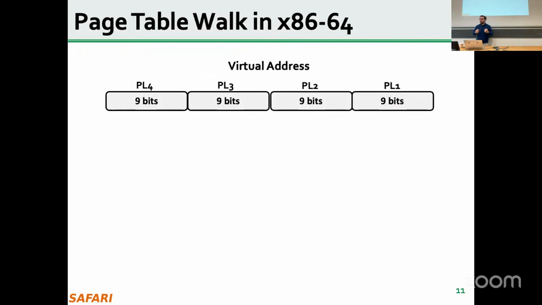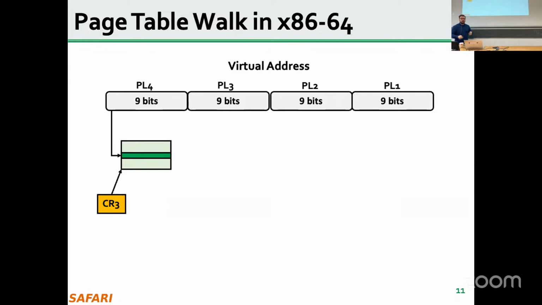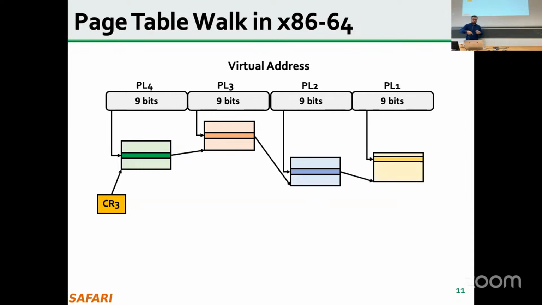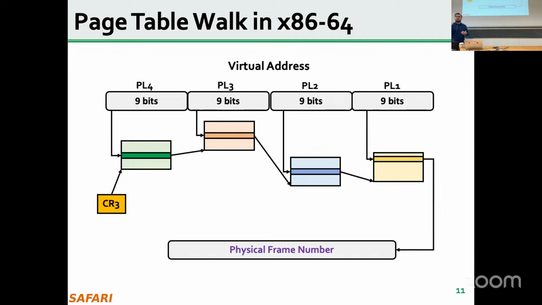How does the page table walk look in x86-64 systems? So we have a virtual address here, and let's say we split it into four 9-bit segments. We use the first 9 bits, and we access the root of the tree. Using the content of the corresponding entry, we access the next level. And we do this iteratively and recursively until we reach the last level. When we reach the last level, the content of the last level is the physical frame number.